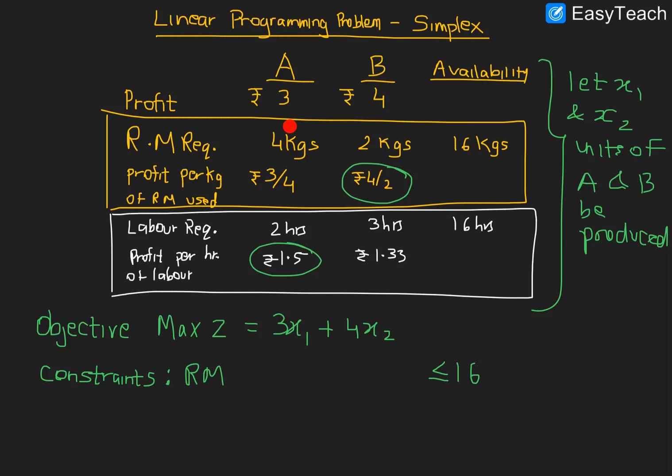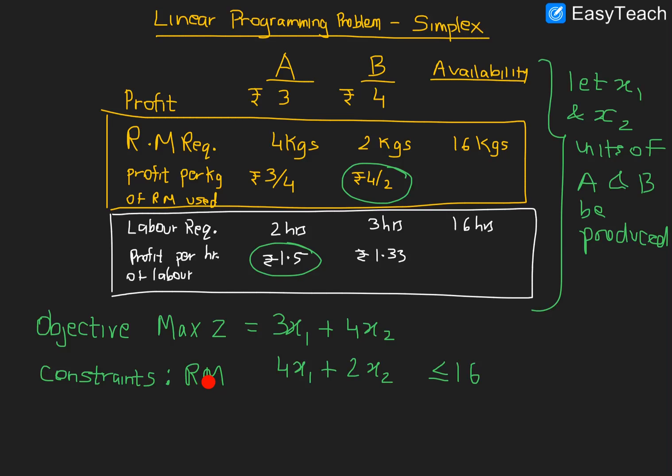So I'm going to produce x1 units of A. So for x1 units of A, the raw material that is required is 4x1, and for x2 units of B, the raw material that is required is 2x2. That's 2x2. Okay, then after this constraint, let's go for the next part. This was the raw material constraint.